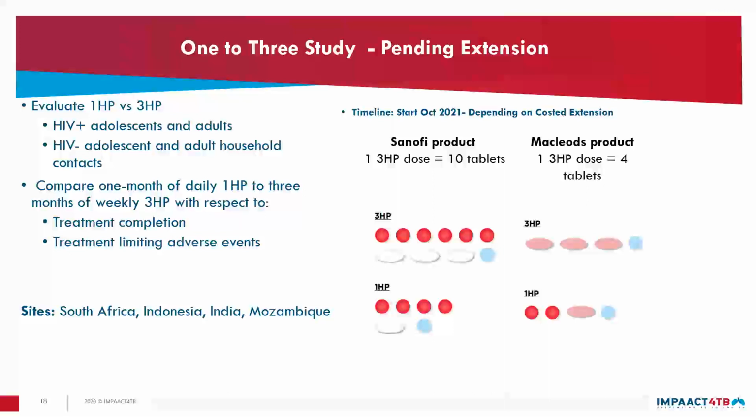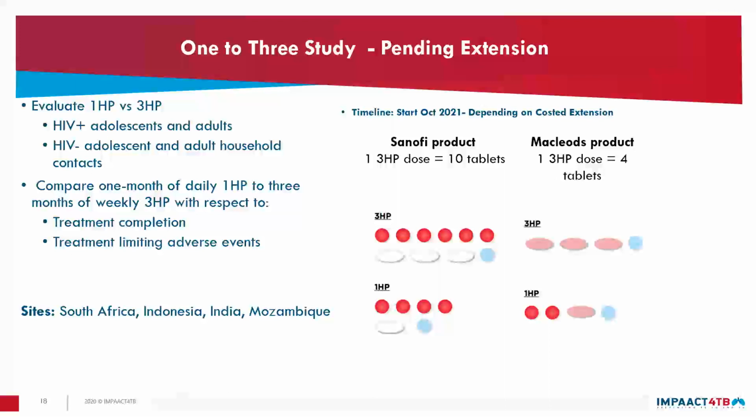And moving on now to one of the most recent studies we are proposing, the 1-2-3 study. Some people have said you should actually have called it the 3-1 study because this is a study evaluating 1HP, which is an ultra short TB preventive treatment regimen, versus 3HP. And the study will enroll HIV-infected individuals, and these are adolescents and adults. And we will also include HIV-uninfected individuals. In this case, this would be household contacts. And the study is primarily comparing treatment completion and treatment-limiting adverse events between 1HP and 3HP.